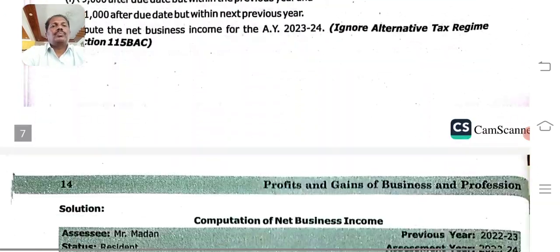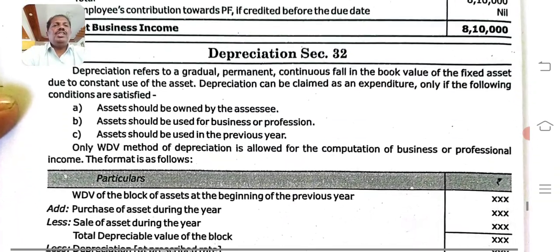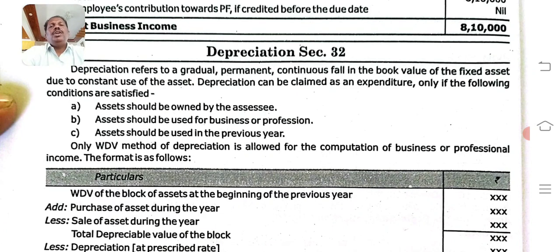Next, depreciation is very important. What is depreciation? So depreciation refers to a gradual, permanent, continuous fall in the book value of the fixed assets due to constant use of the asset. Depreciation can be claimed as an expenditure only if the following conditions are satisfied.